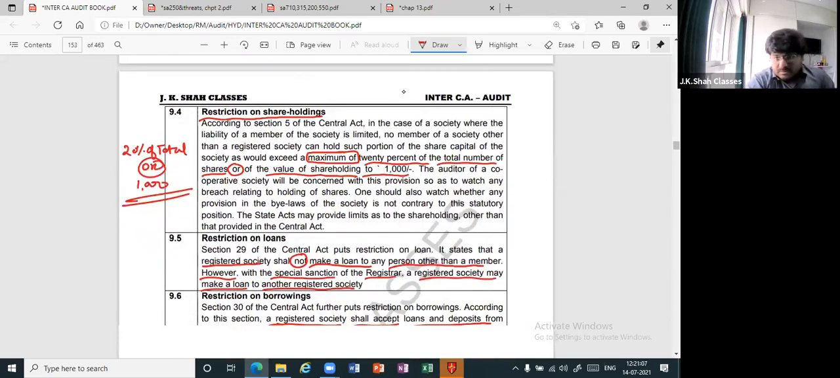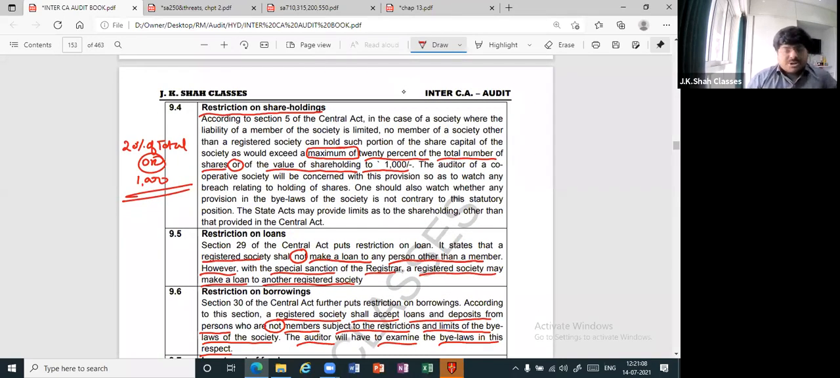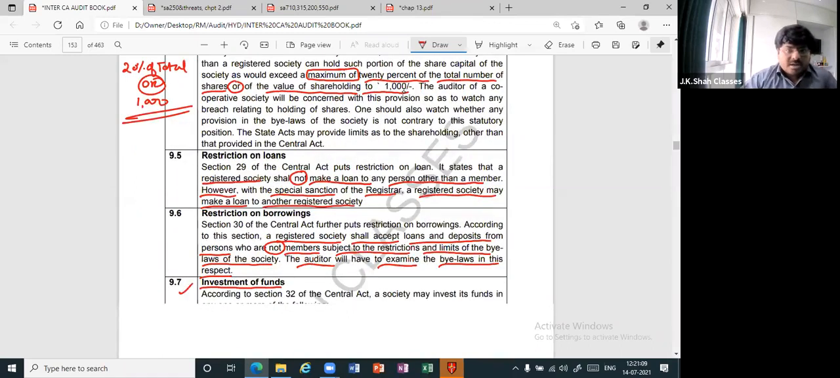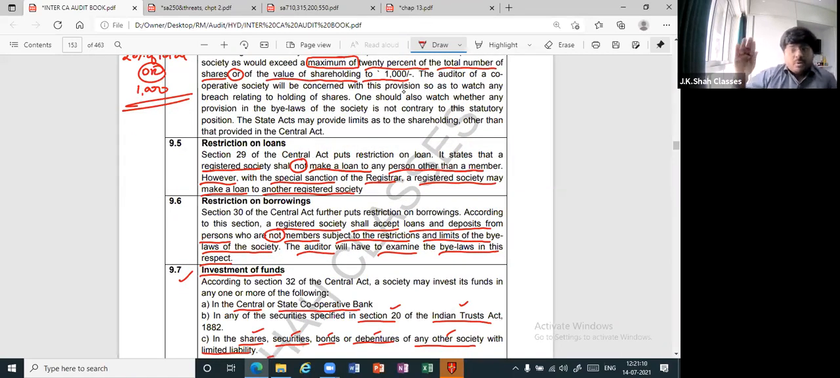Rupees 1,000. Be careful. Thereafter, restriction on the loans. Can I say ultimately the cooperative society can give loans to the members only? However, if they want to give to some other society, then they will have to take a sanction from the Registrar. Thereafter, restriction on the borrowings. Can I say same?